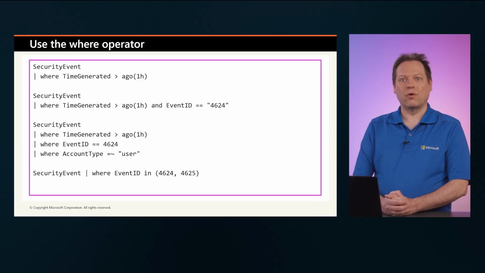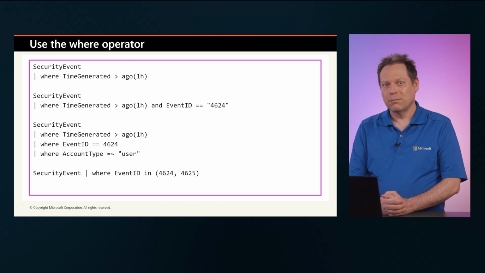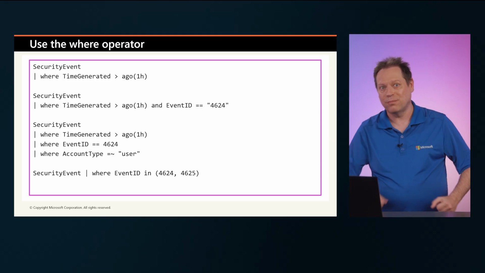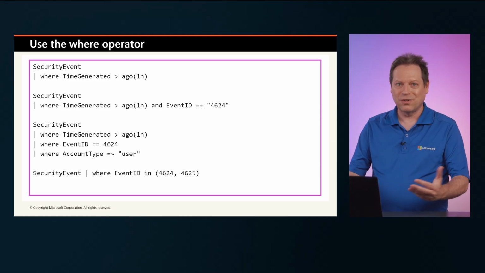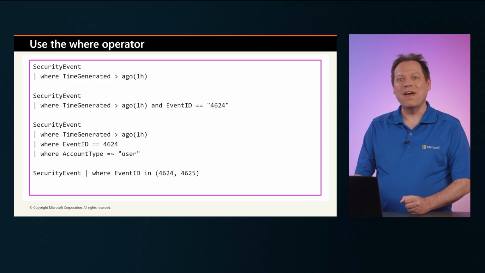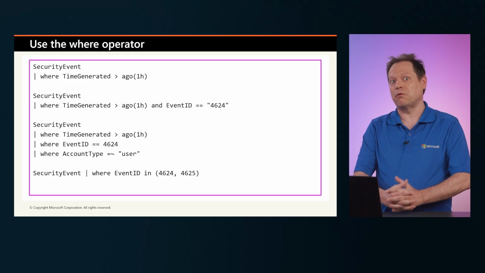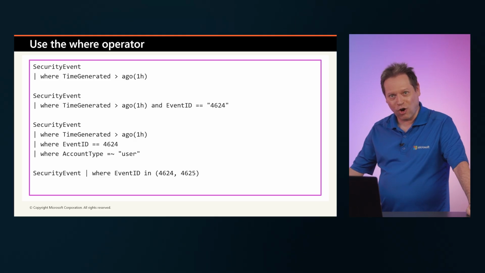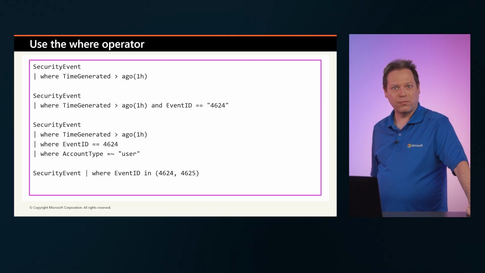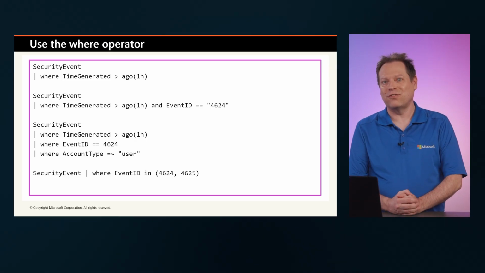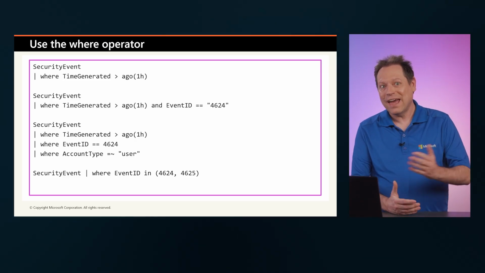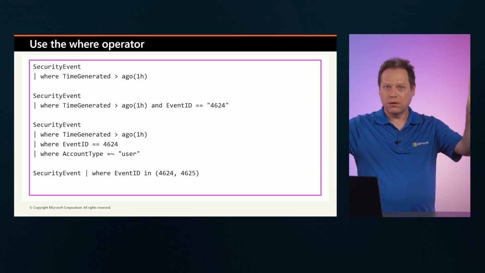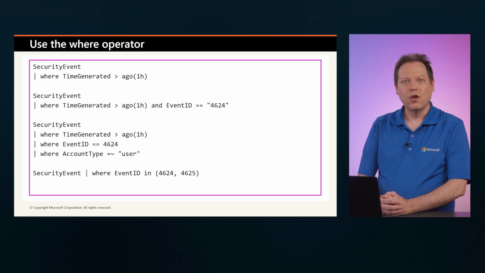Most investigations rely heavily on the where operator because filtering is how you get from broad telemetry down to events that matter. A common first filter is time. For example, starting with SecurityEvent and then narrowing to events where TimeGenerated is within the last hour using TimeGenerated > ago(1h), as in 1 hour. From there, you can combine conditions into a single step, such as filtering the last hour and also matching an EventID, like EventID == "4624" for logon events.